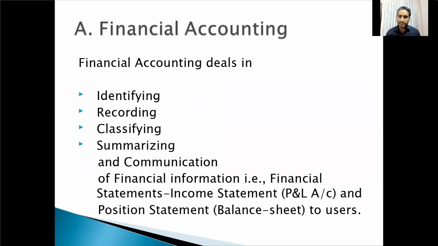So in the traditional part, number one is financial accounting. Financial accounting deals in what? Identifying, as you know better, recording, classifying, summarizing, and communicating financial information. Financial information for what? It's the profit and loss account, known as the income statement, and the balance sheet, also known as the position statement. And another statement, the cash flow statement, prepared as per Accounting Standard 3 revised, is also mandatory to publish.